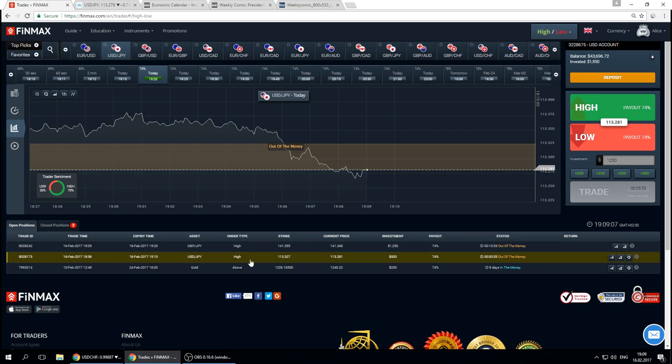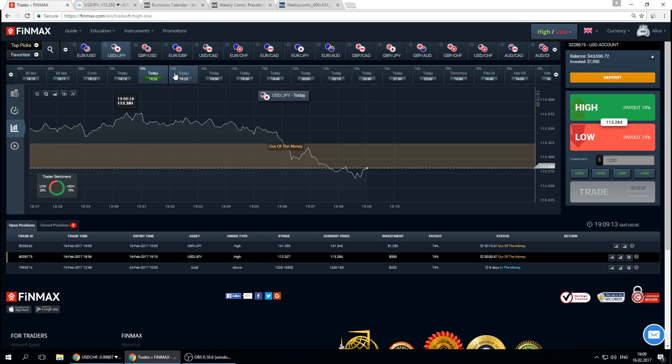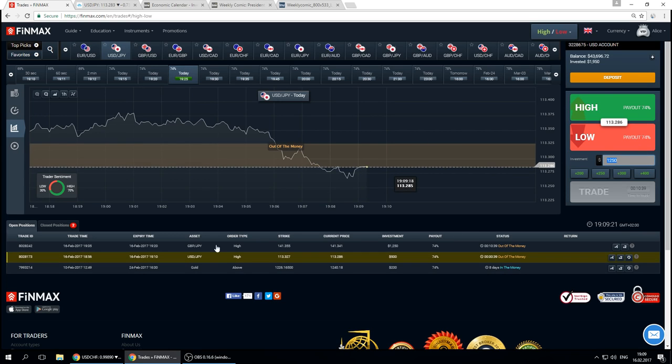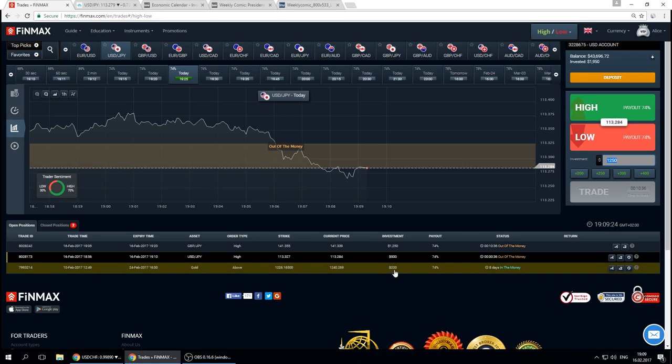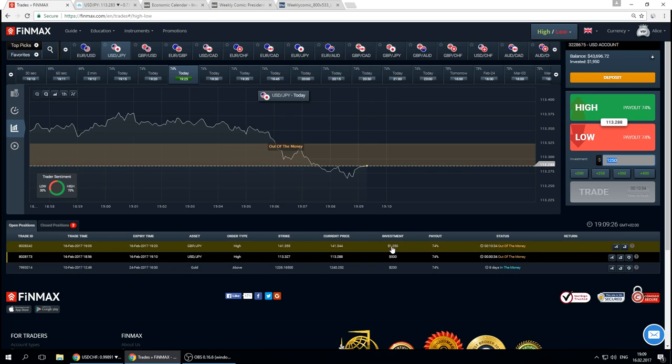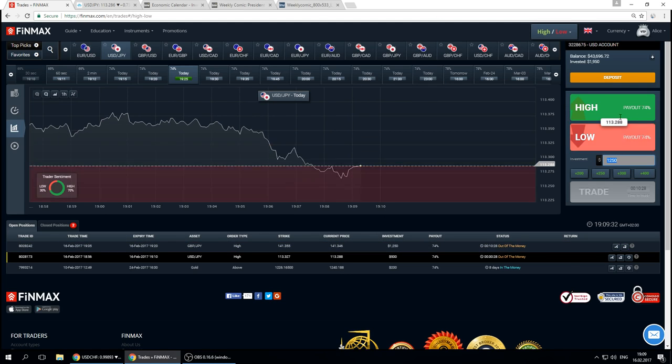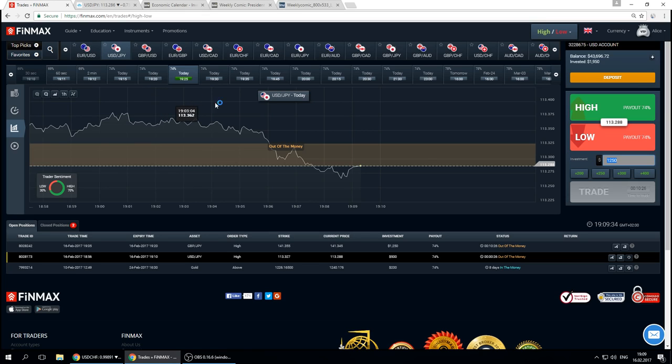So this one is going to expire at 10 past 7. So the next one should expire at 25 minutes. The same amount. So you see that the first is 200, the second 500, the third 1250. Okay, let's wait till the trade is closed.